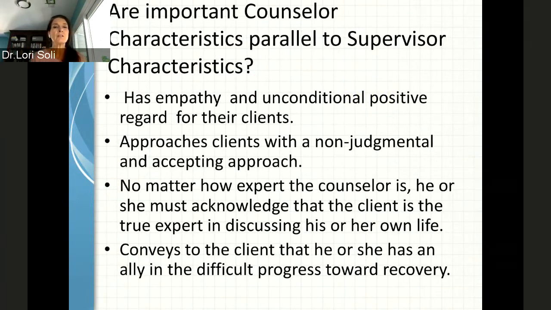So the question arises as well of what's going on in the relationship with your site supervisor and how that might parallel what is going on with one's clients. It's helpful to look at whether or not important counselor characteristics parallel supervisor characteristics. I know the students on the line could probably talk about what some of the important counselor characteristics are, but I'll just go ahead and go through these. Important counselor characteristics: empathy and unconditional positive regard for their client. Why would this be important for a supervisor to parallel that process if we just change the word to supervisee?